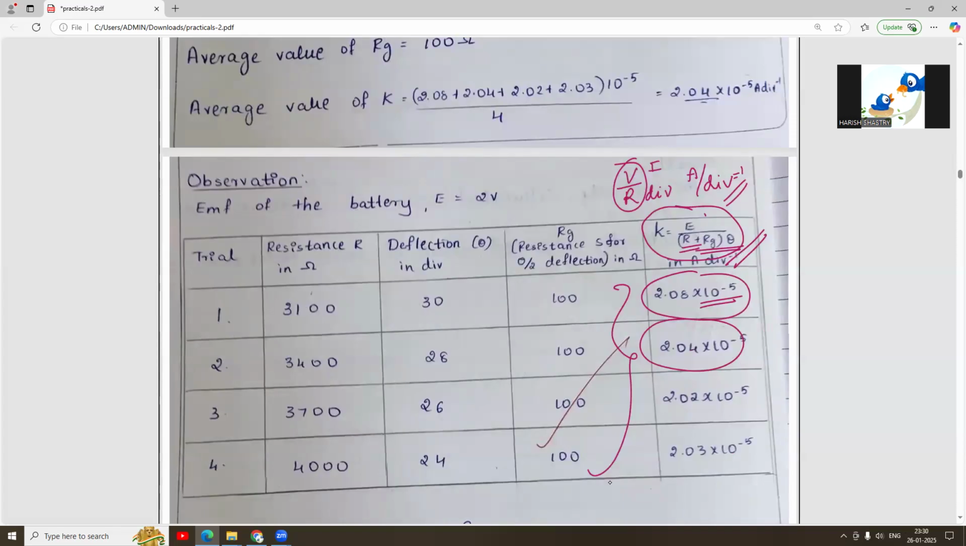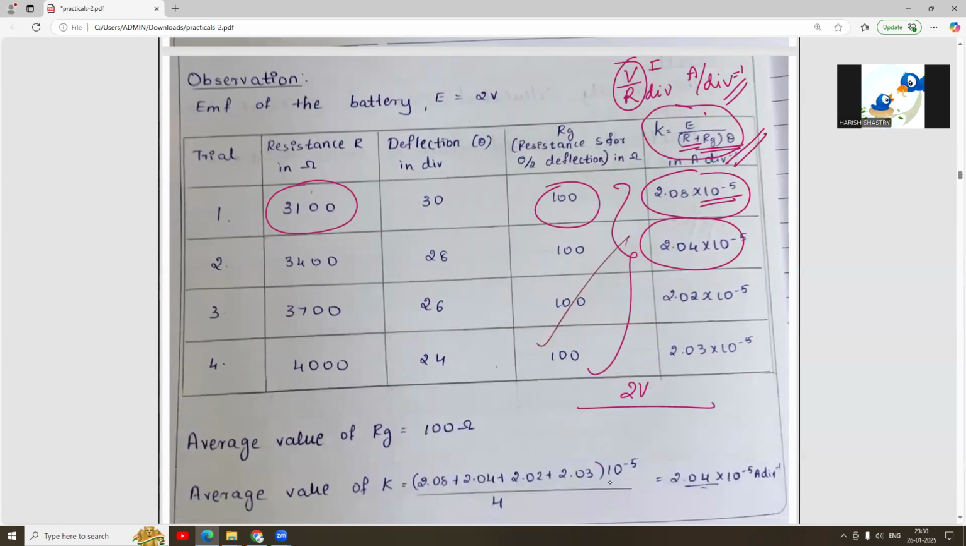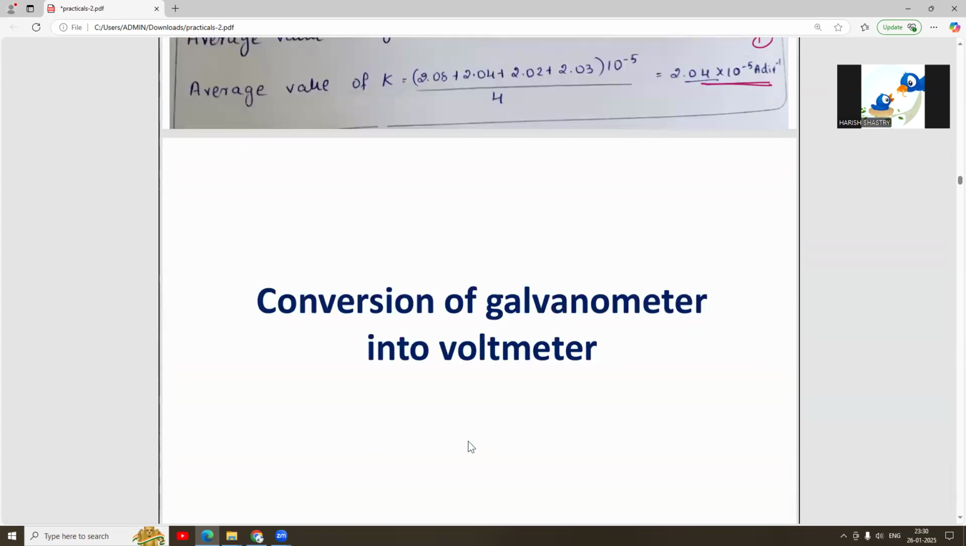So here you will get only 2 volt in the numerator, for example, E by R plus RG. R plus RG is this one, 3000. It will be 3200, 3100 plus, R plus RG into theta divisions 30. So that's what you have to do. So that will be 2.08 into 10 to the power minus 5. So everywhere you will have 10 to the power minus 5, and the unit is ampere per division. So how much current is required for one division deflection? That is the figure of merit.